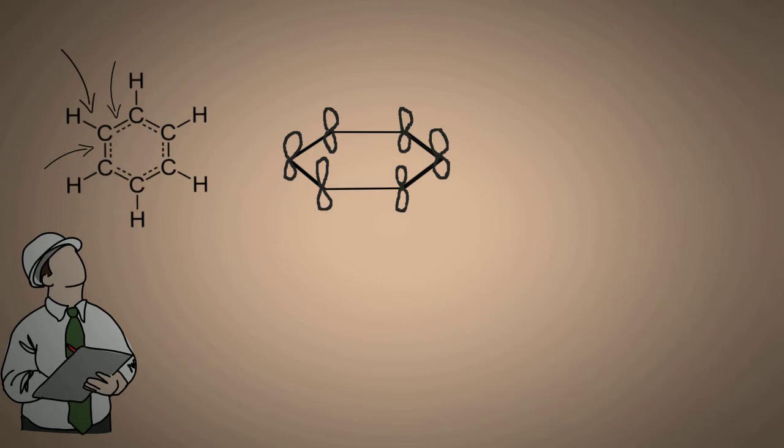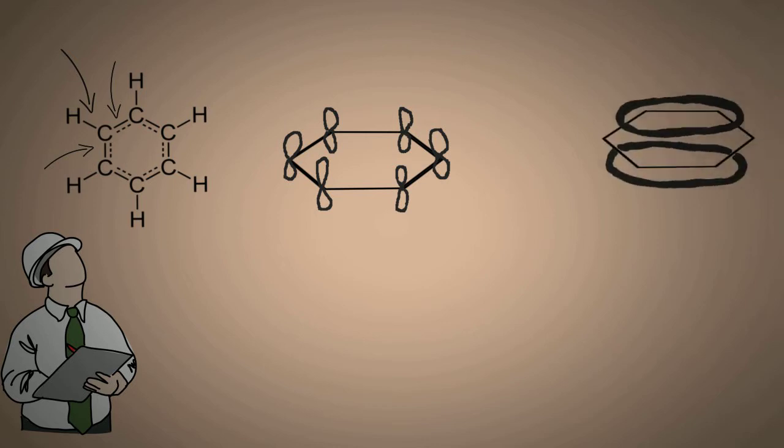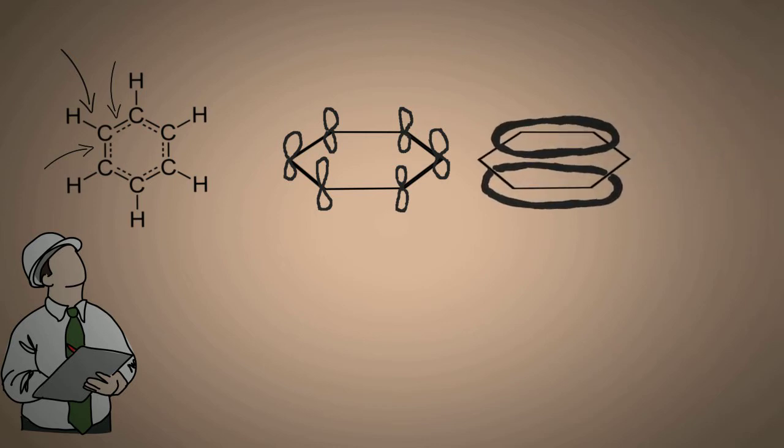So let's draw on the partially filled p orbitals on each of the carbons. And what occurs is that the p orbitals all overlap with each other, above and below the plane, to form a pi system. It is said that the 6 electrons aren't held between the atoms, but are spread between the whole structure.